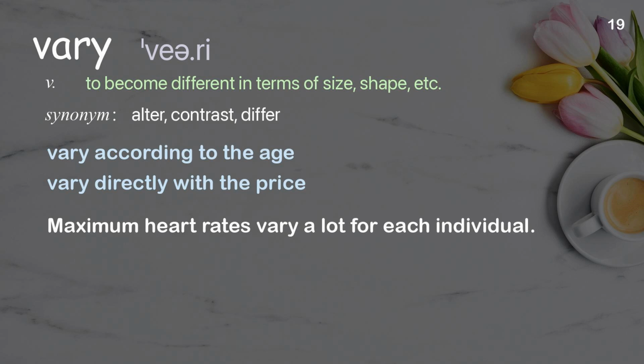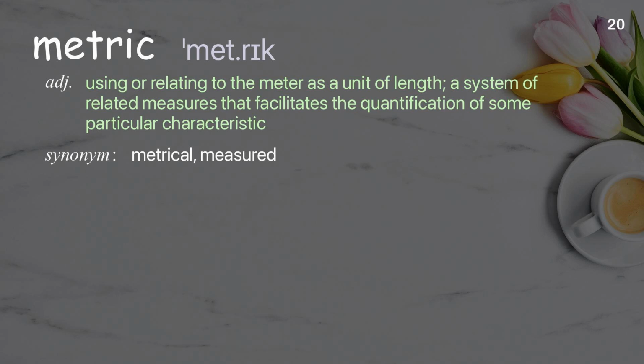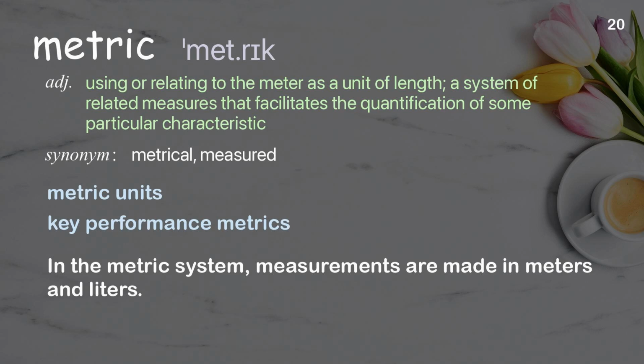Metric. Using or relating to the meter as a unit of length; a system of related measures that facilitates the quantification of some particular characteristic. Examples: Metric units. Key performance metrics. In the metric system, measurements are made in meters and liters.